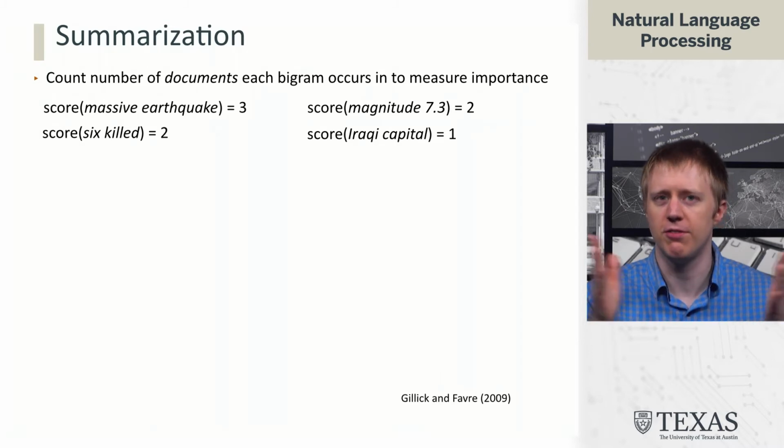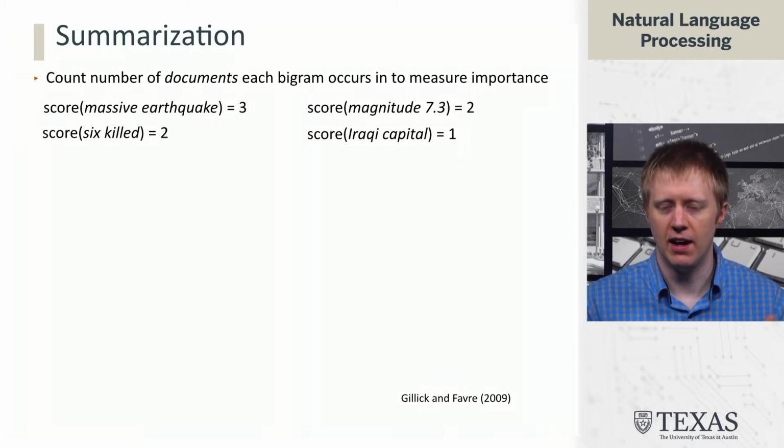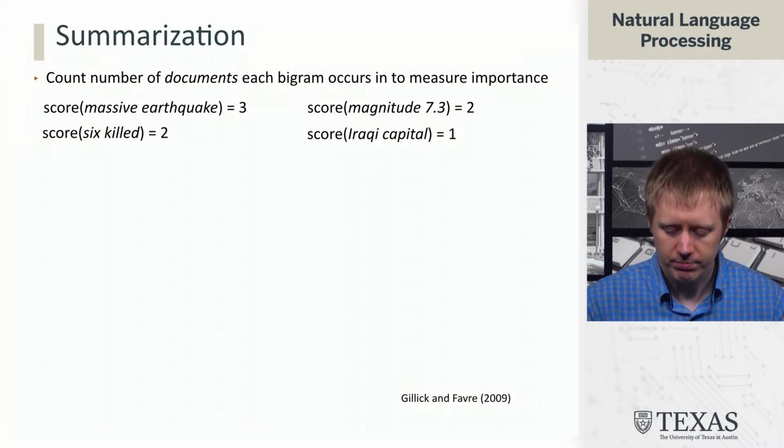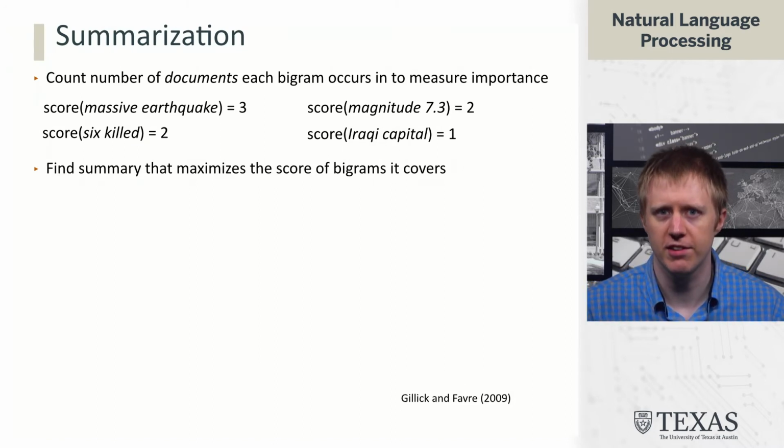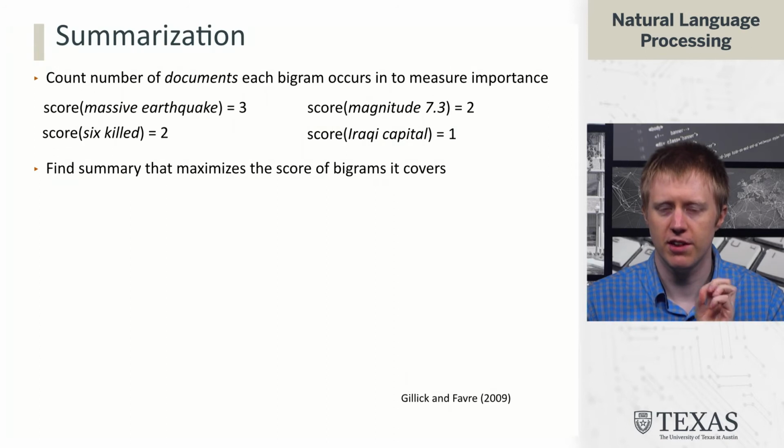So maybe we have 5 documents about this earthquake, and 3 of them describe it as a massive earthquake. 2 of them talk about 6 people being killed. 2 of them talk about it being magnitude 7.3, etc. And then what we want to do is find a summary that maximizes the score of bigrams it covers. So note that this naturally gives a notion of importance.